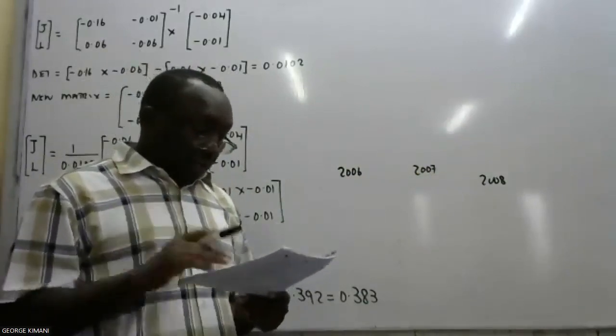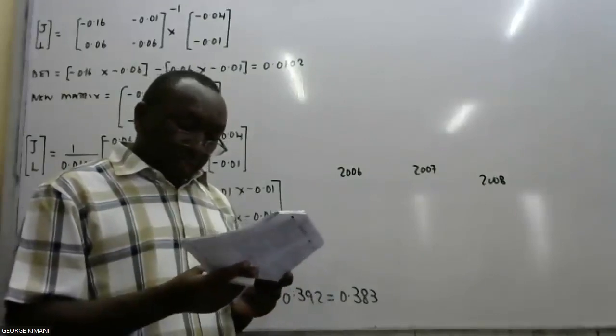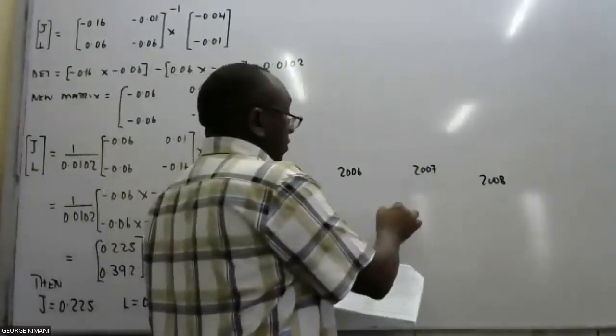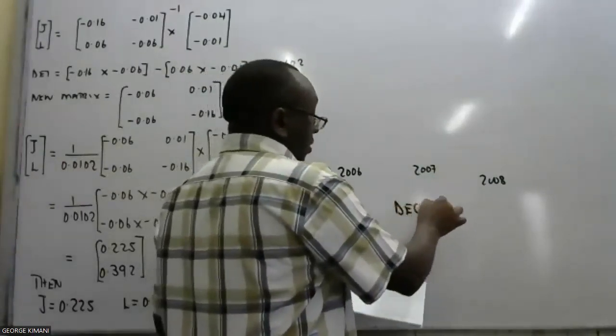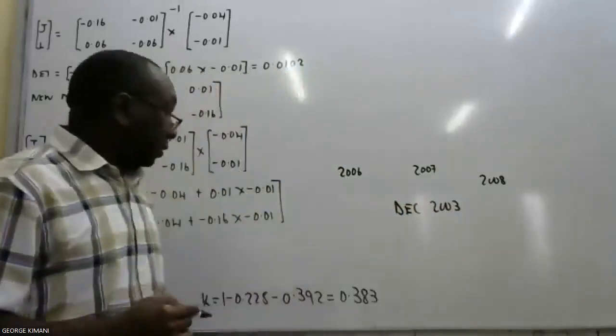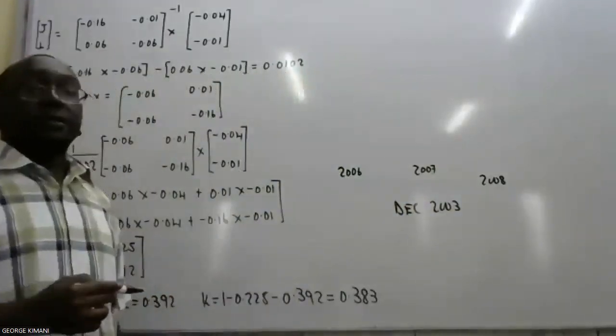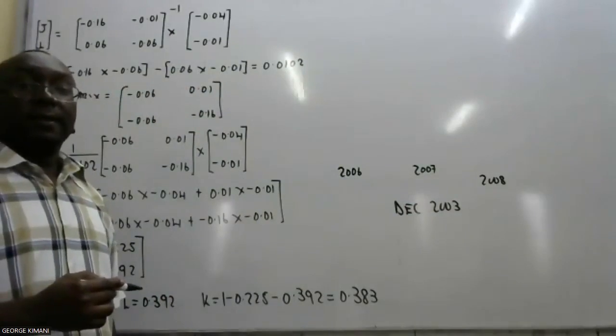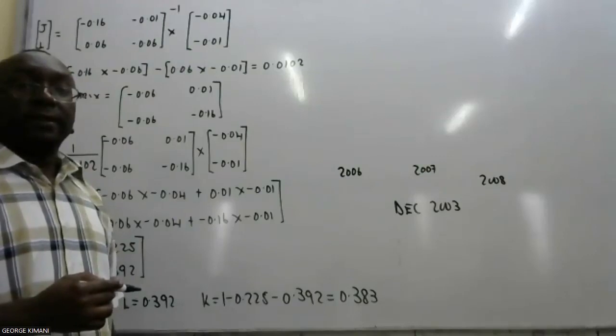So I want you to read and solve this one of December 2013. K was the steady state of the fund market.